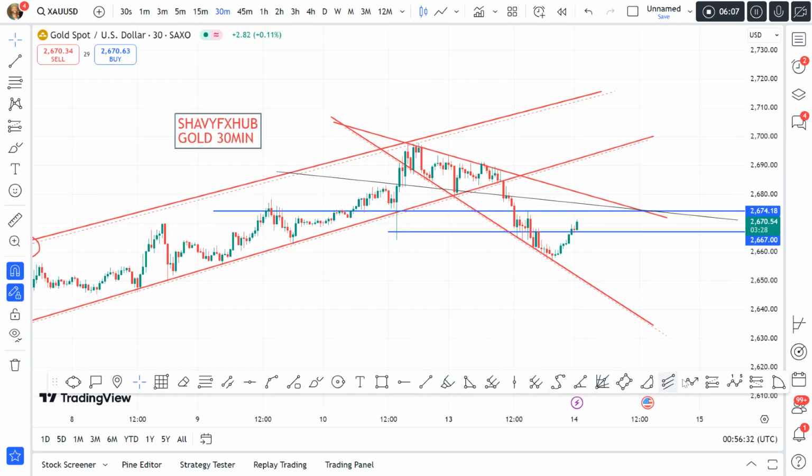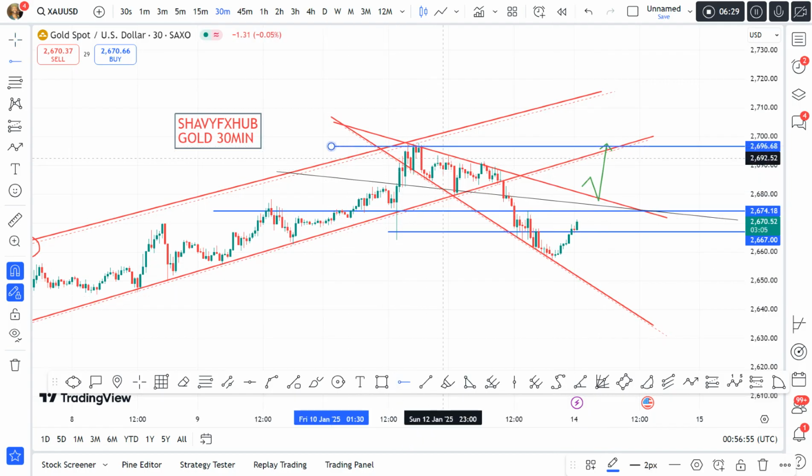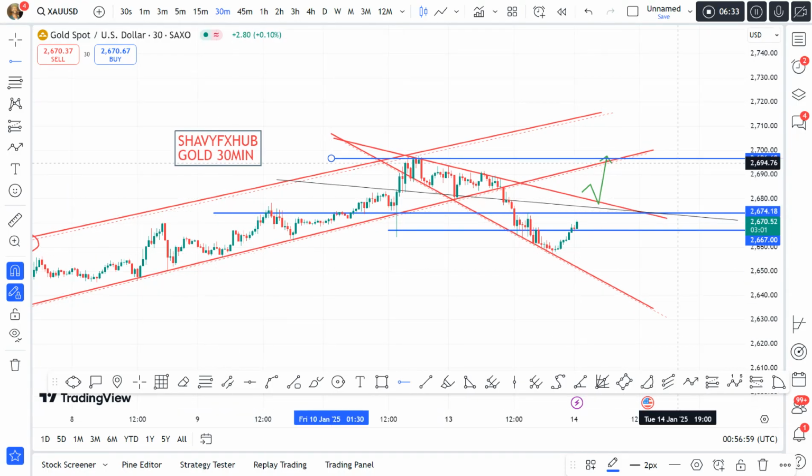So I want to see if it is possible. If buyers can breach this roof, if they break it, then they will come back to retest the broken ascending channel. This is the floor. So if this is possible, that will be a good time. And at this level, they will be retesting the previous high. I will tell you, if that happens, the buying pressure might from this level start to decrease.